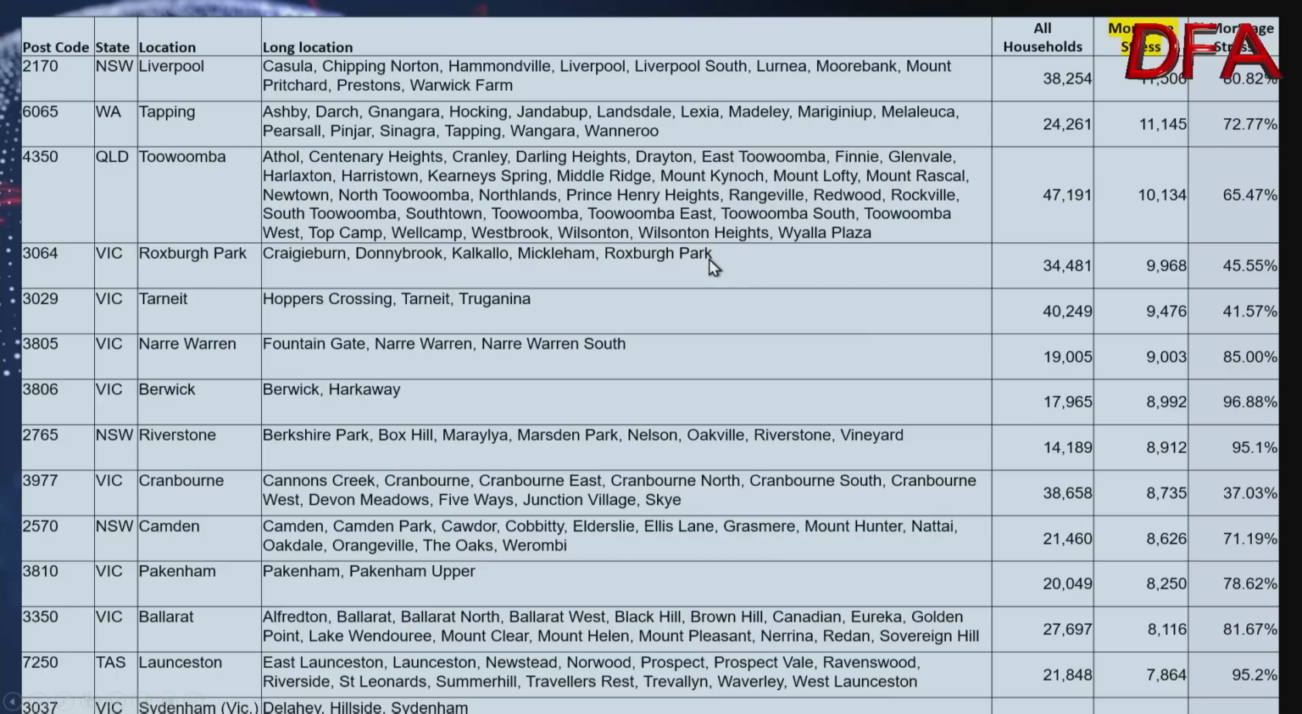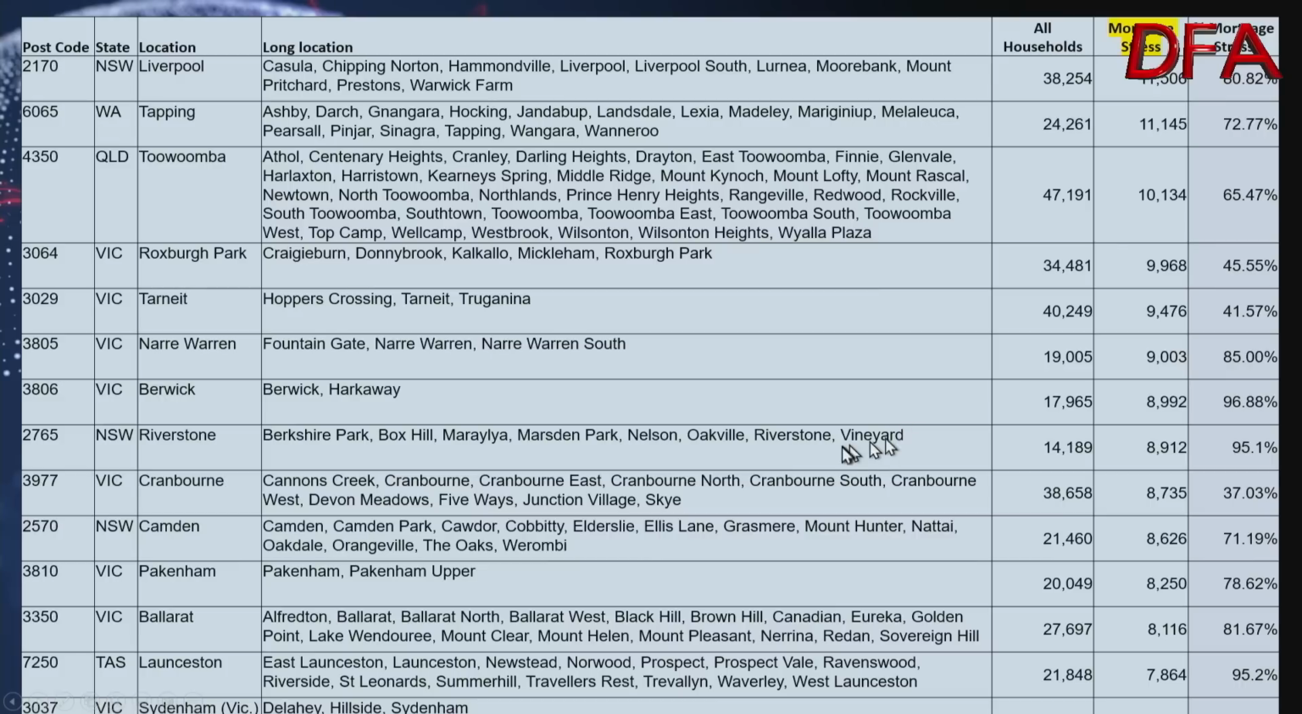Then we go to Roxburgh Park and places like that in Victoria at 3064 with 9,900. Then another postcode at Hoppers Crossing, 3029 with 9,000. Now, these last two, and Narre Warren, the next one, 3805, including Fountain Gate and Narre Warren, with 9,000. These are all high growth corridor areas. The same seems to be true there at Berwick and Harkaway as well, 3806. So you can see the tranche of Victorian high growth corridors with a lot of households.